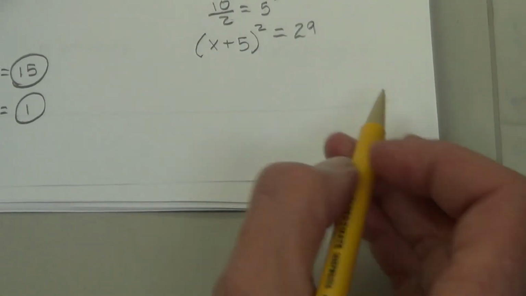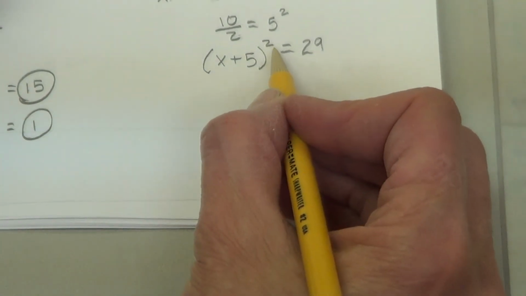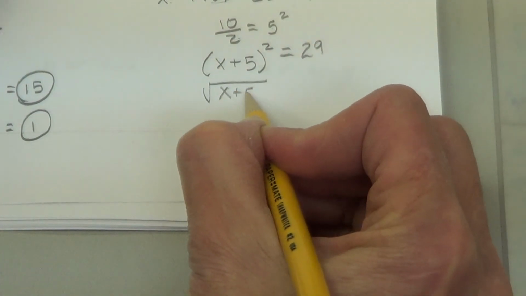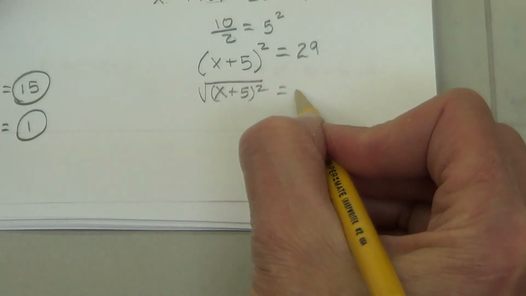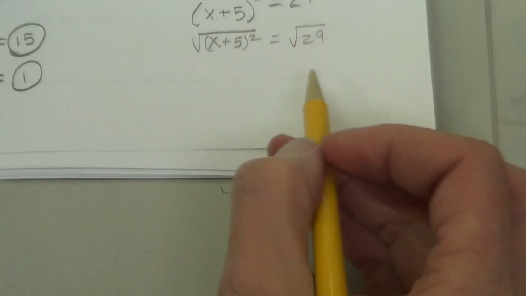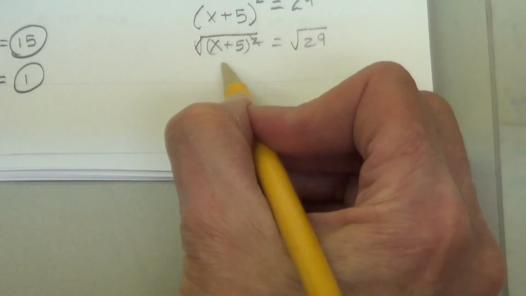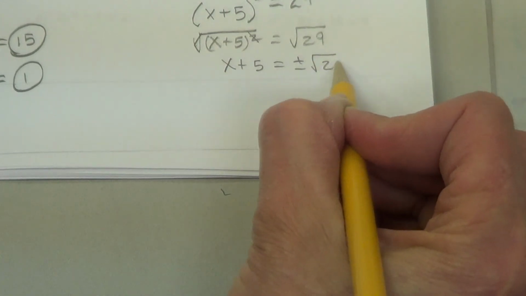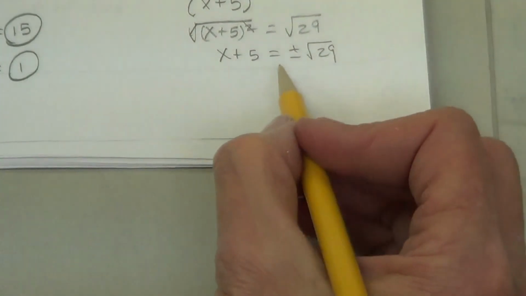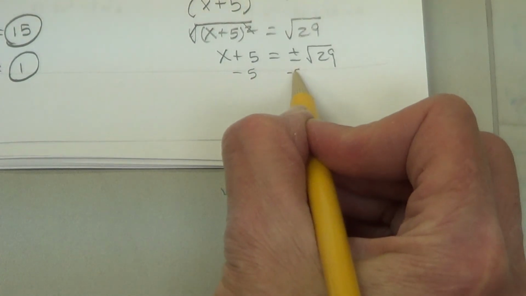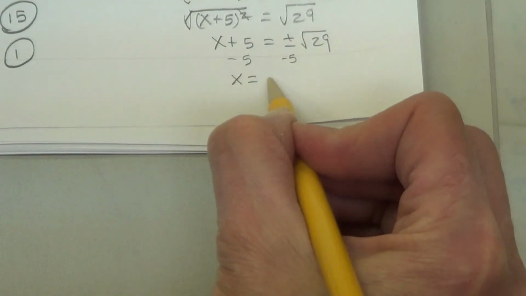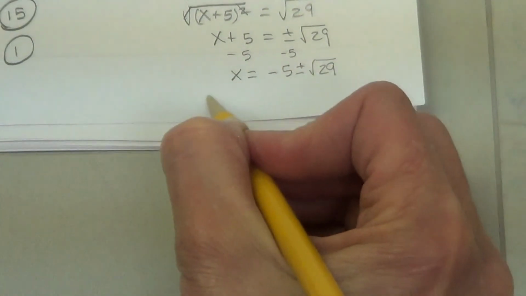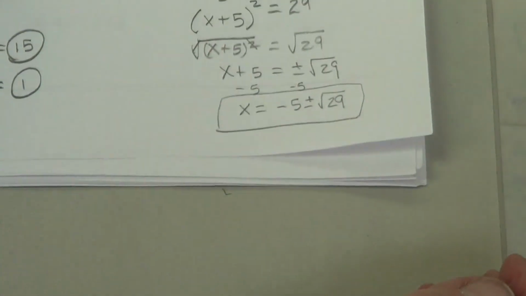Okay. Now to get rid of that square, we take the square root. What we do to one side, we have to do to the other. So we end up with this canceling. We get x plus 5 equals plus or minus square root 29. Subtract 5 from each side. We get x equals negative 5 plus or minus square root 29. That is a real answer, and that is a good answer.